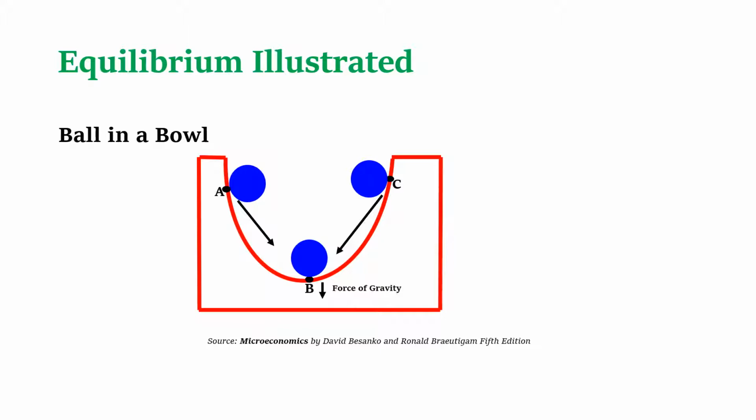It will only attain equilibrium if this ball falls to point B. Likewise, the ball at point A will only be in equilibrium if it falls to point B here. So there is a force of gravity here. If the ball is at point C or point A, the force of gravity will pull those balls down to point B. Once they get to that point of rest, they will continue to be there indefinitely, provided there are no exogenous factors that will cause them to move away from that point.